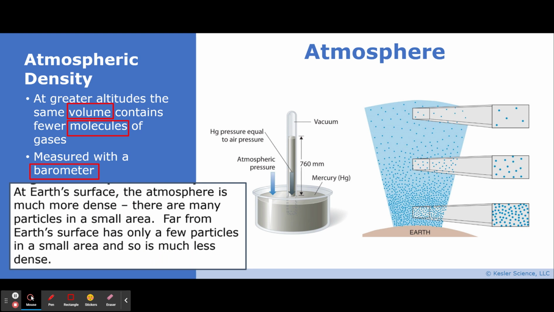At Earth's surface, the atmosphere is much more dense. There are many particles in a small area. Far from Earth's surface, it only has a few particles in a small area and is so much less dense. That kind of makes sense, right? Because in the last slide we just said the atmospheric pressure is greater closer to Earth and it decreases as it goes up. So this kind of correlates with that positively. Make sure you press pause to get that.